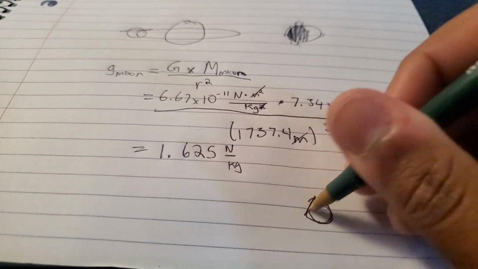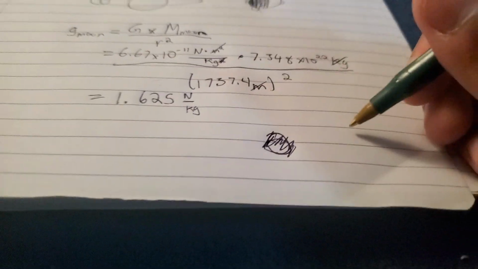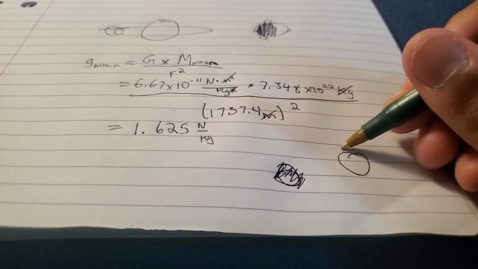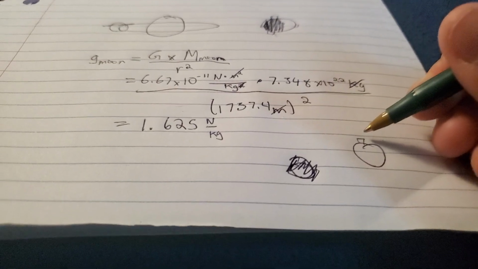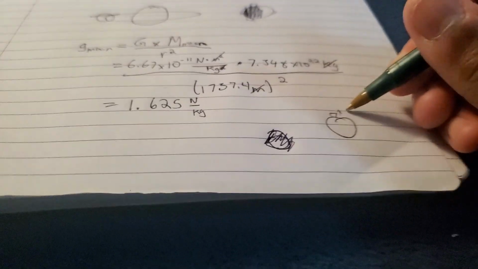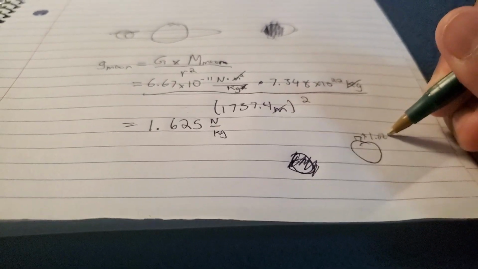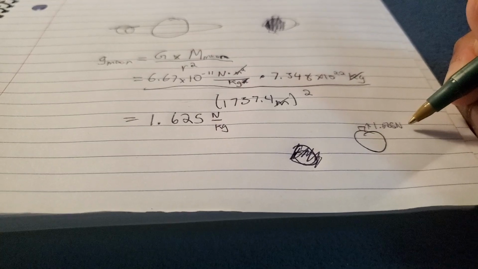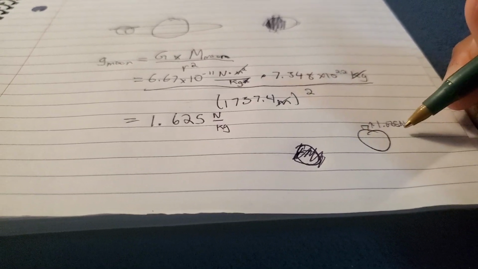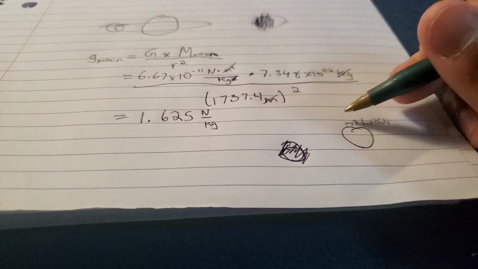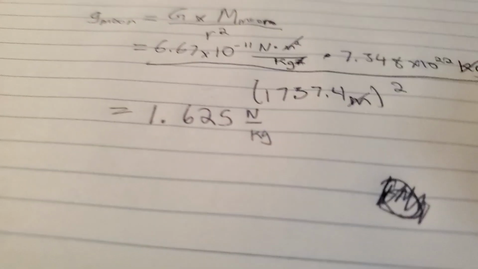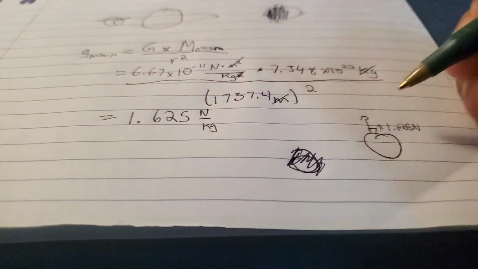1 kilogram. Oh my god, I can't draw the moon. So you're trying to move a box here, and you're trying to lift it up, right? It would take 1.625 newtons to lift 1 kilogram, to lift this 1 kilogram box off the moon. That's how many newtons of force it would take to lift it up.